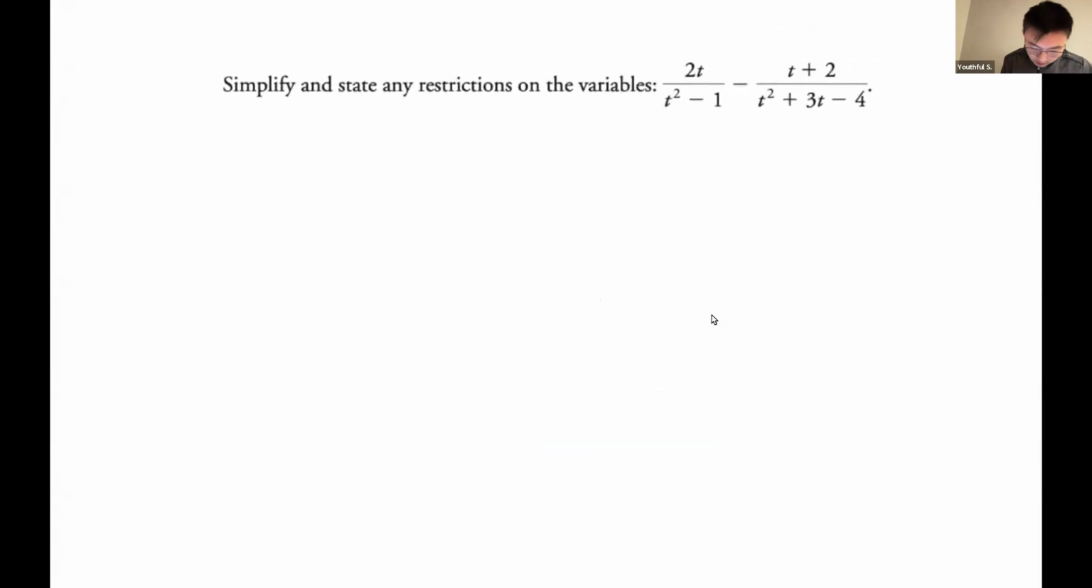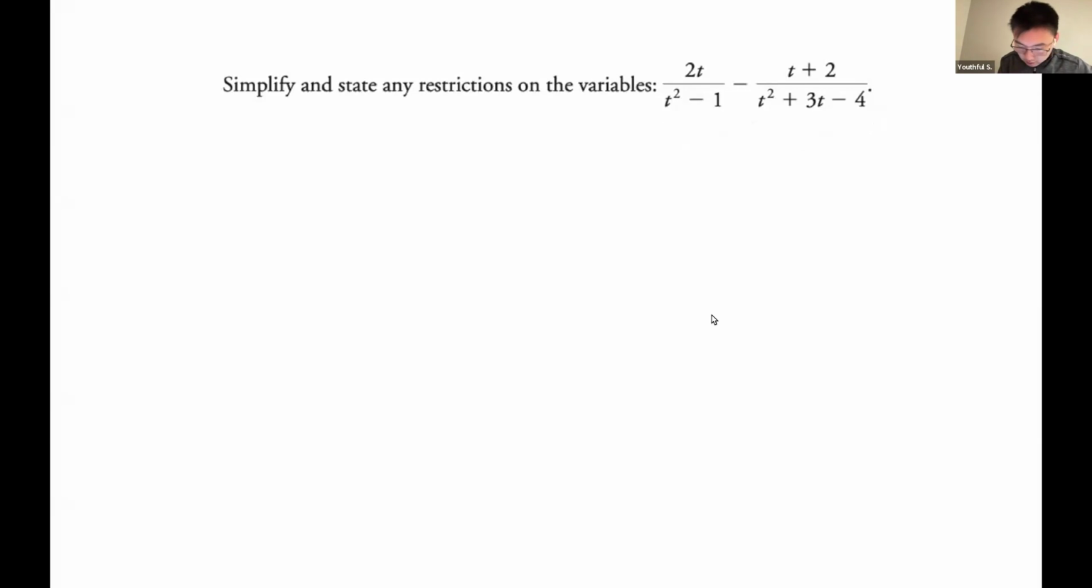So here's another one. Simplify. This is a little bit more involved. We're going to have to find the lowest common denominator of these two. And the idea is it's a little bit hard to tell just looking at it like this. So it's going to be easier if we factor these.